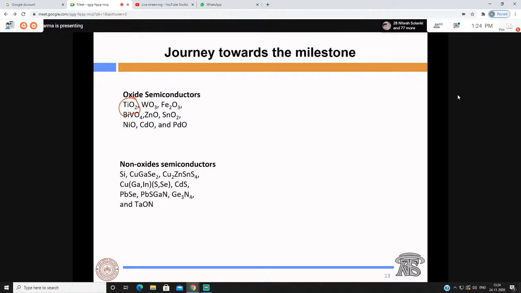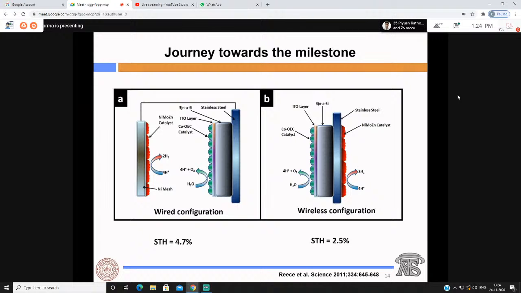What we are targeting from the commercialization point of view is solar assisted water splitting. In that, we take the solar energy, convert it into electrical energy, and with the help of electrical energy, we split the water molecule. A lot of research has been done in this direction, so I'll show a few of the state of the art of such systems.